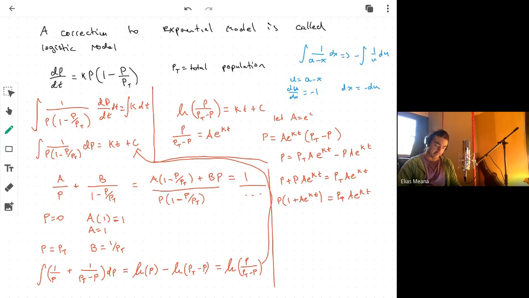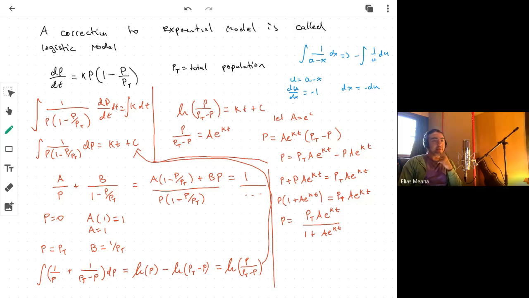And then we divide, right? So we get P equals P_T A e^(kt) divided by 1 plus A e^(kt). Okay, so that's our solution to our equation.